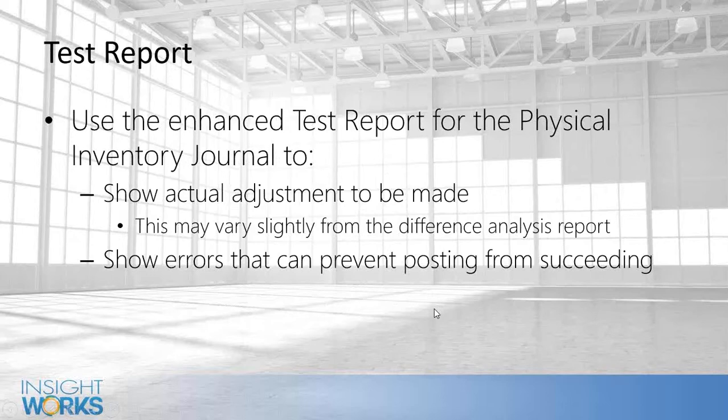All right. Now, once we copy everything over to the journal, we're actually going to use a test report to figure out what's going on with that journal before we post it. So there is an enhanced test report. When you go into the inventory count setup, it'll ask you if you want to turn it on, and you do. And I'll show you how that works, because what it does is it actually shows you the errors on that journal before you post it. So it can save you a ton of time before you go ahead and post that stuff.